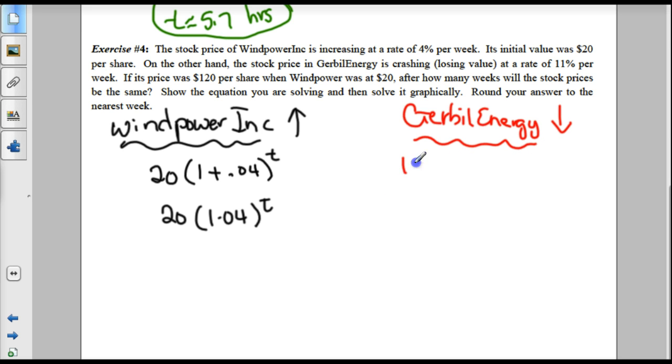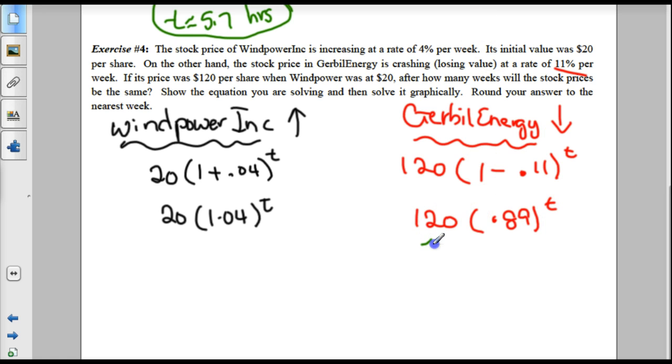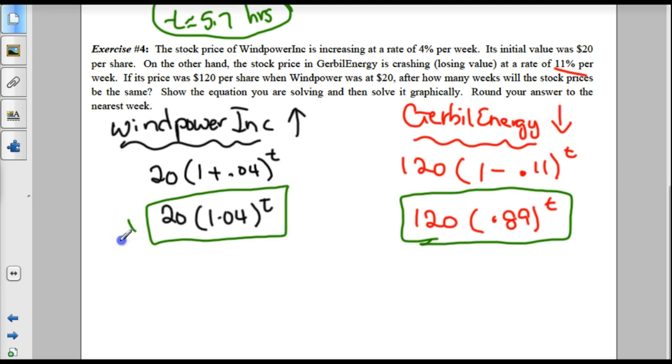Now this is Gerbil Energy, and these are the ones that are actually decreasing. So they were at 120 and they are decreasing at what percent? 11%, so it's 1 minus 0.11 to the T, so it's actually 120 times 0.89 to the T. Now these here, 1 and 2, these are my two equations. I'm asking you, when are these two equal to each other? The question says if the prices are at these prices, how many weeks will these stocks be the same?